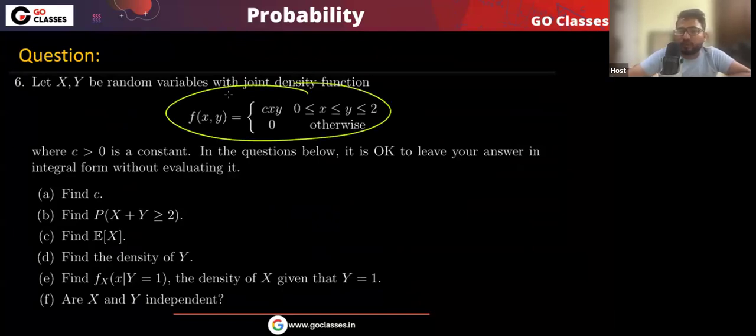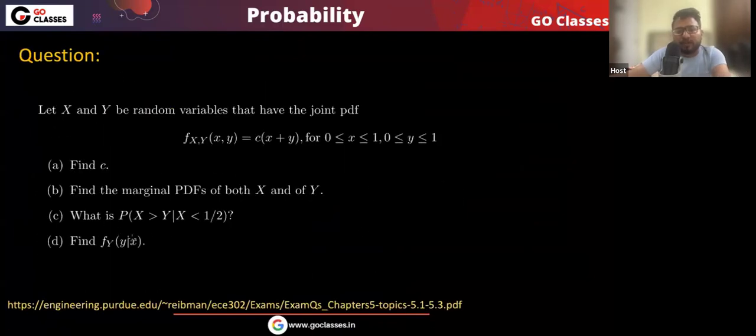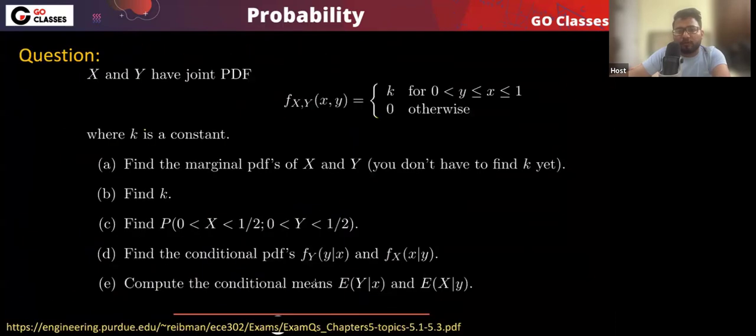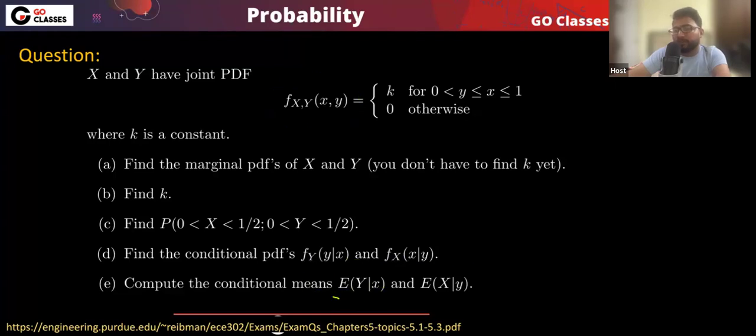For example, this joint PDF is given. Then they may ask you to find the expectation. They may even ask you to find the conditional expectations. For example, they may ask you to find the conditional PDF. And later on, we will have examples where, given this joint PDF, they may ask you to find the conditional expectations also. In case of discrete, we have done it, but in case of continuous, we need to do it, so that you get more confidence.